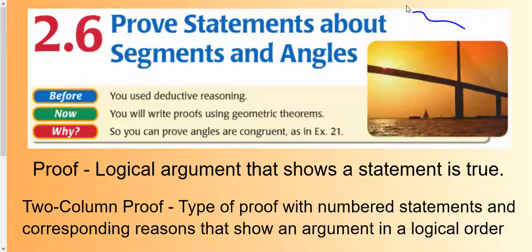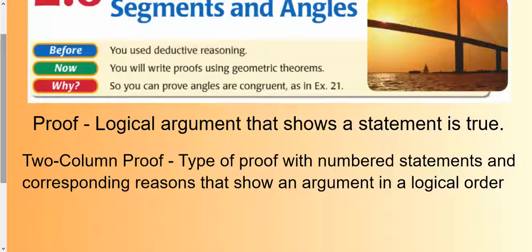A proof is a logical argument that shows a statement is true. It's a type of deductive reasoning. A two-column proof is a type of proof with numbered statements and corresponding reasons that show an argument in a logical order. There are different types of proofs. The main type of proof is a two-column proof. We are going to learn about other types throughout the year.